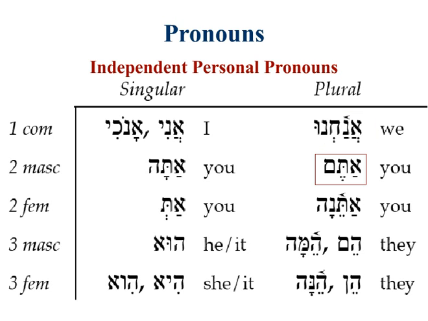The second masculine plural independent personal pronoun is pronounced atem, and it translates you. Remember, please, that it's masculine plural. The second feminine plural form, which also translates you, is pronounced in Hebrew aten. Notice the dagesh forte in the tau.